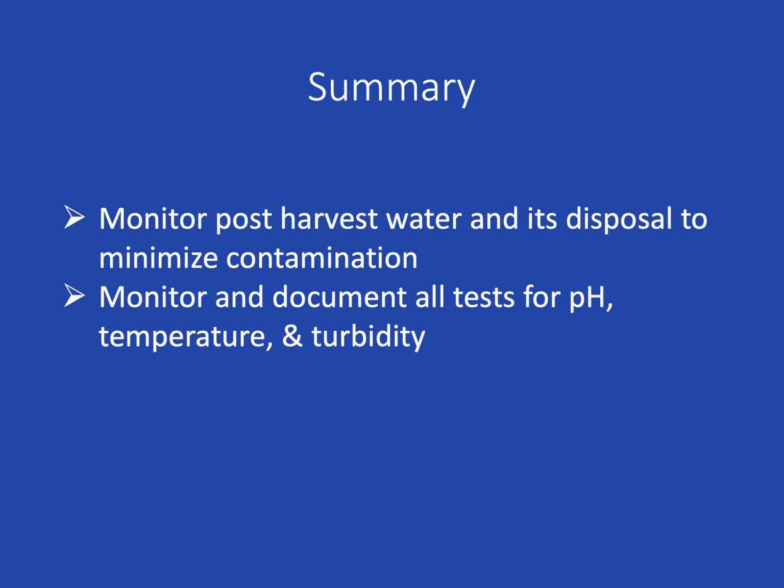In conclusion, workers can easily prevent a small contamination event from becoming a big one by monitoring the use of post-harvest water and its disposal. By looking at factors such as pH, temperature, and turbidity, and monitoring and documenting the appropriate tests for each one, workers will be able to fulfill their responsibility in minimizing food safety risks.